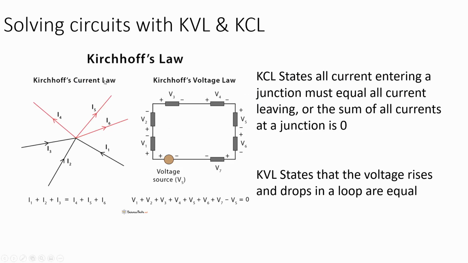There are 2 methods. There's Kirchhoff's laws, KCL and KVL. Kirchhoff's current law basically states that all the currents going into a junction have to sum up to 0, or all the currents entering have to equal all the currents leaving.